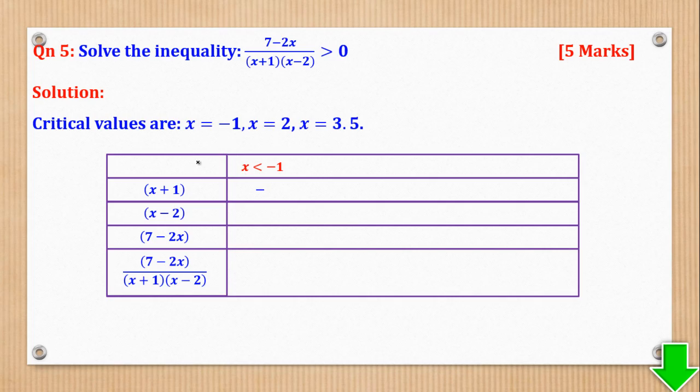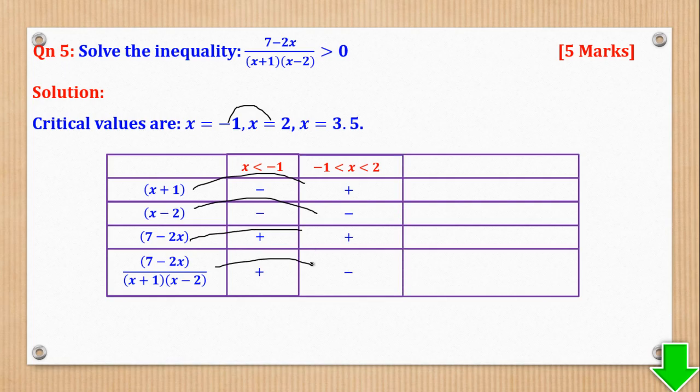Values less than the smallest, I can use -2. -2 here, I get a negative. -2 here, I get a negative. -2 here, I get a positive. So everything now gives you a positive, because this time this is positive. Then values between this and that, I can use 0. 0 here, positive, 0 here, negative, 0 here, positive. So in the end, it will be negative.